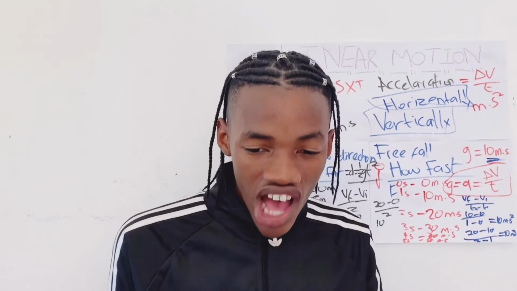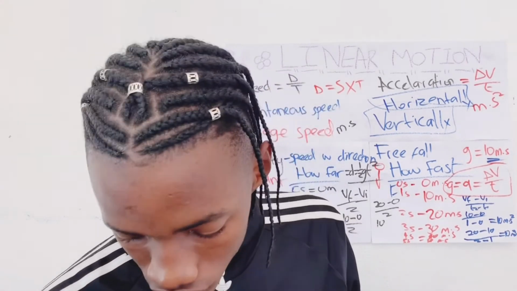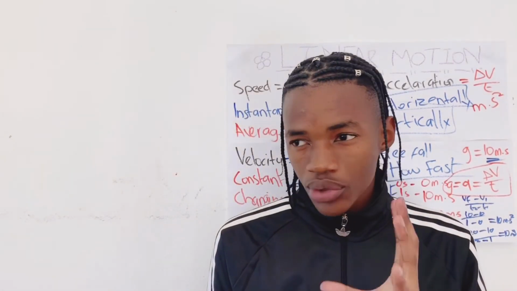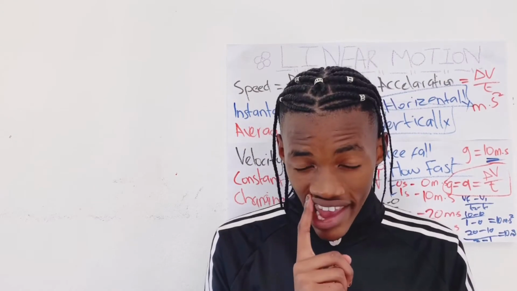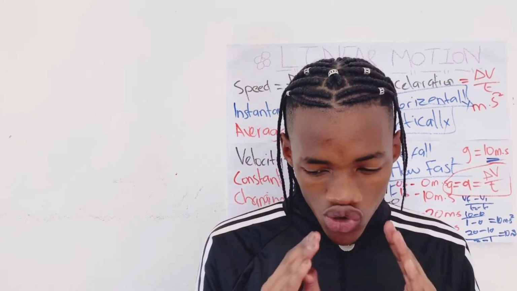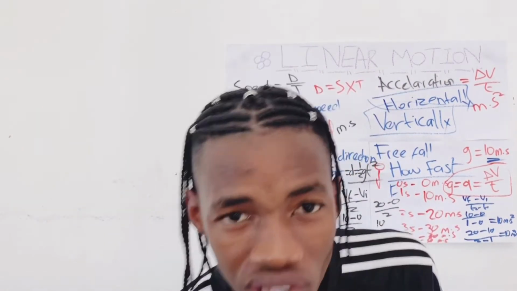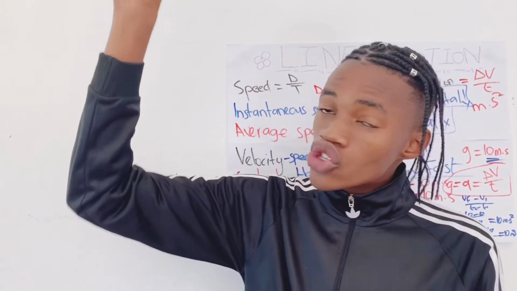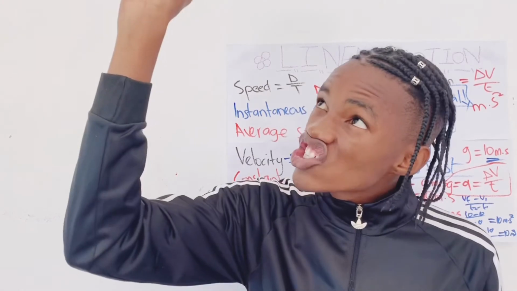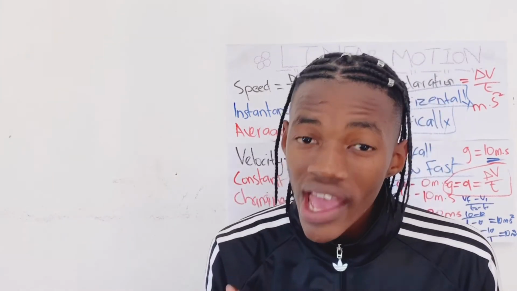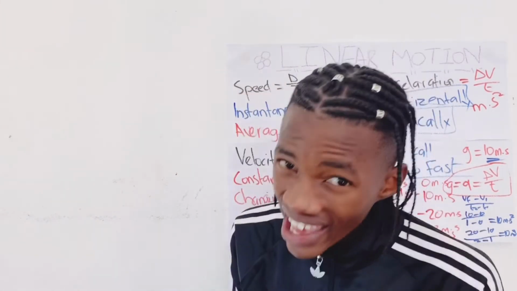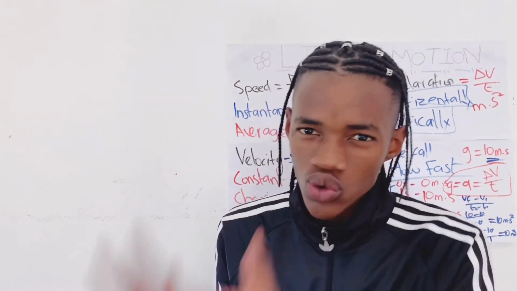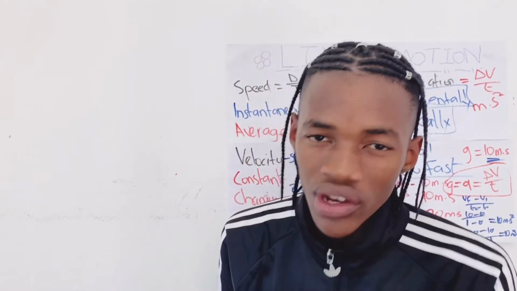Okay, and that covers our topic of projectile motion. Before I end this video, we must always remember that when an object is going down, the initial velocity is 0, and as it goes down, it gains velocity because the force of gravity pulls it down and it gains speed.